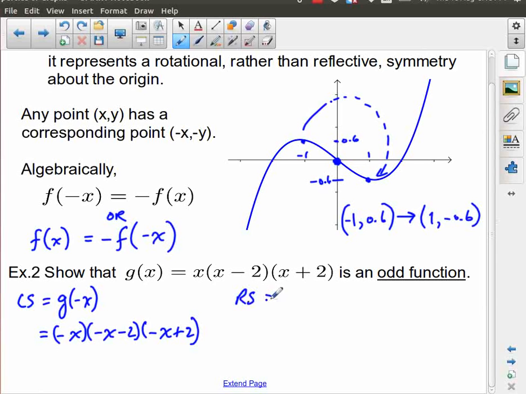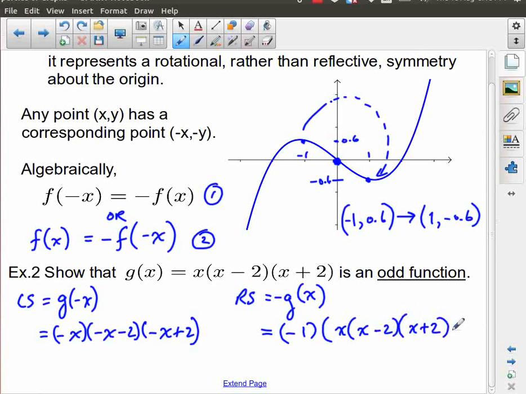I'm just going to put the right side here just so we're really clear. So I'm using the first definition here. I did g of negative x, and now I'm going to do negative g of x. That is the same as taking this whole function and just multiplying it by negative 1. And so in here I've got x times x minus 2 times x plus 2.